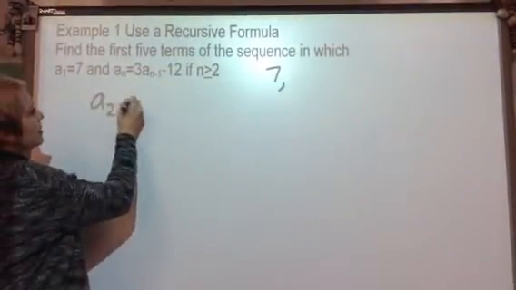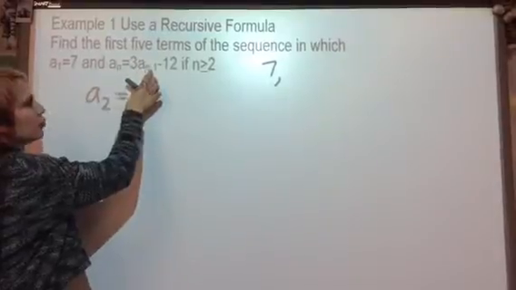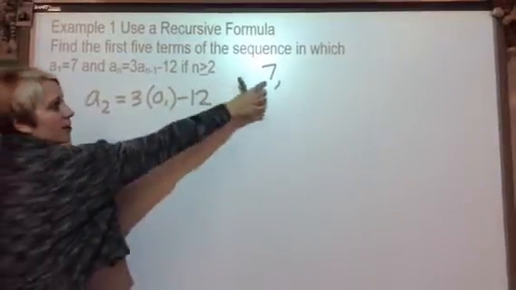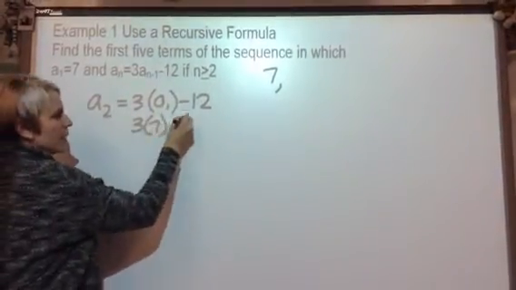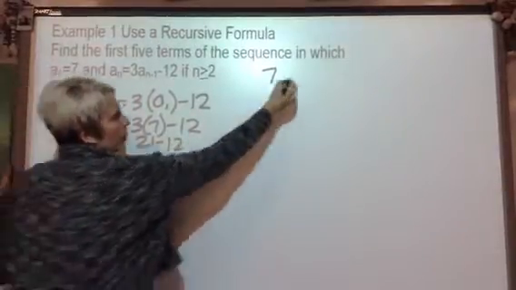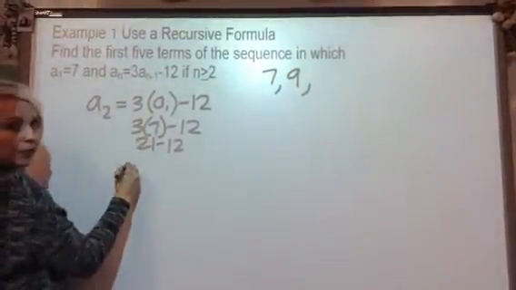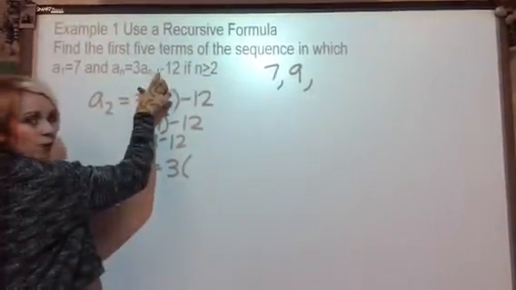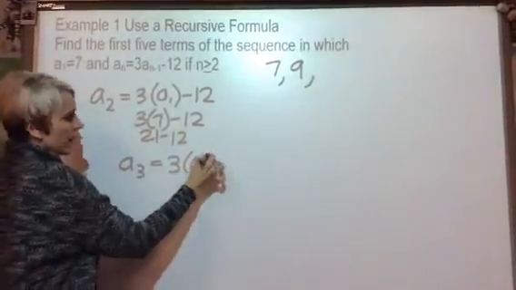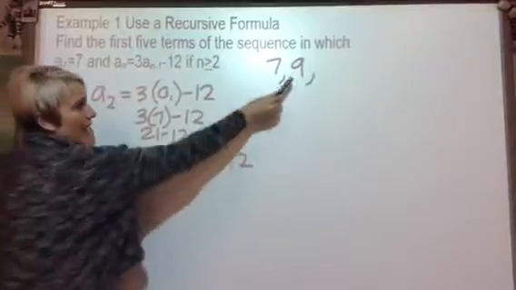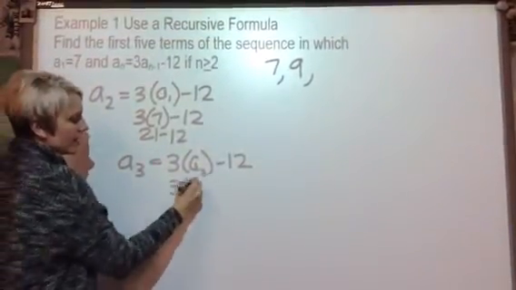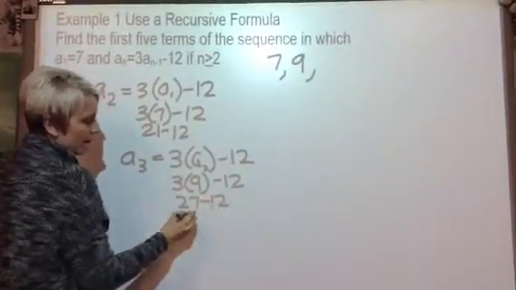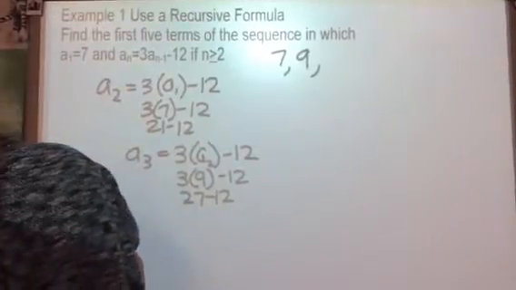Now a sub 2 is going to be equal to 3 times a sub 2 minus 1, which would be a sub 1, minus 12. A sub 1 is this value that we've been told, so it's 3 times 7 minus 12, which is 21 minus 12, which is 9. Now a sub 3 is going to be 3 times a sub 3 minus 1, which would be a sub 2. And a sub 2, we know that, we just found it, is 9. So this is 3 times 9 minus 12. So 9 times 3, which is 27, minus 12, which is 15.